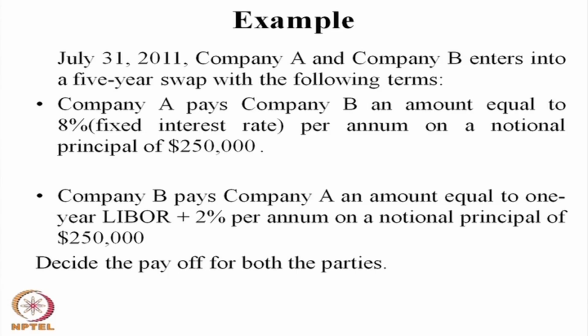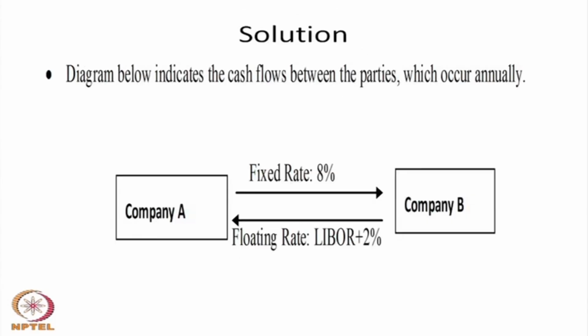Here company A pays company B a fixed amount of 8%, and company B pays company A an amount of 1 year LIBOR plus 2%, and the notional principal is 2,50,000. You decide what is the payoff for both parties. So, here let us do the problem. What is the transaction here?